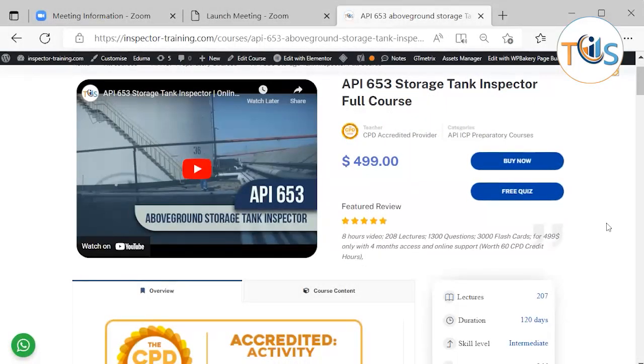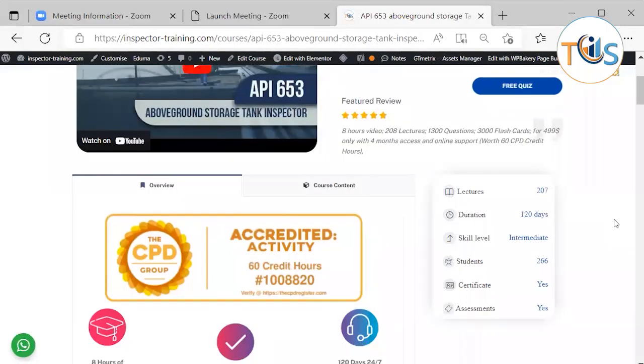I'm going to solve some sample quiz questions from our API 653 storage tank inspector full course. You can try this yourself for free.